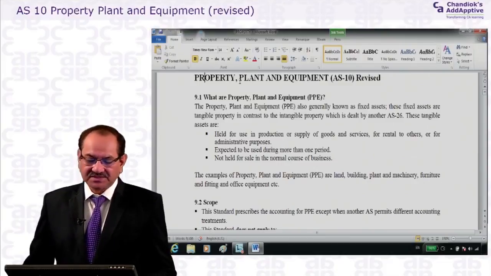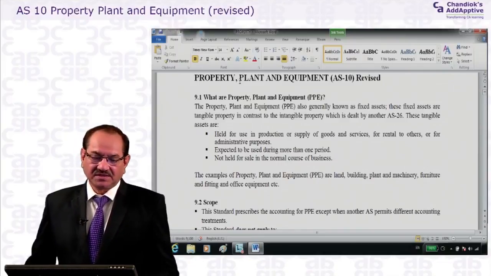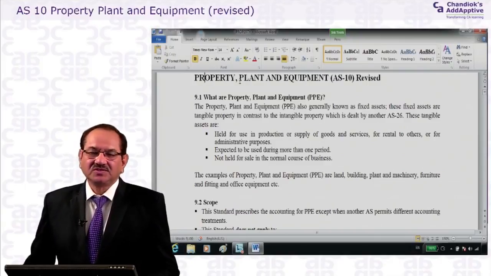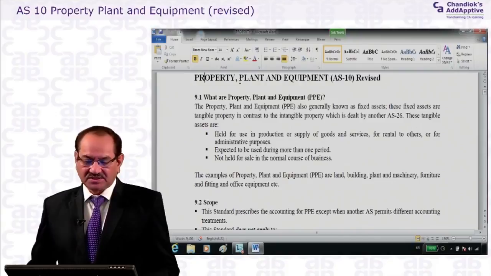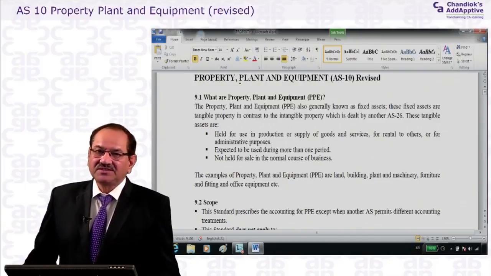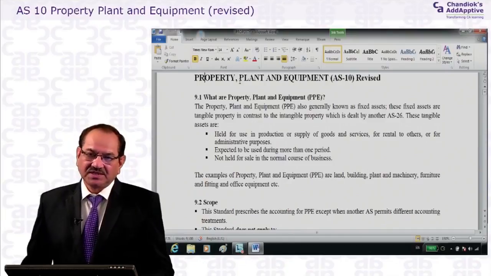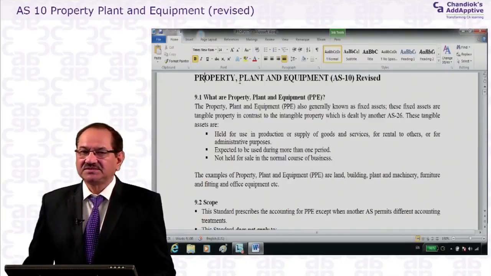One of the main changes is property, plant and equipment. The new standard has come in replacing Accounting Standard 10, and Accounting Standard 6 has been withdrawn. So these are some of the changes in financial reporting. In the financial reporting papers for May 2017, that is one of the major changes.